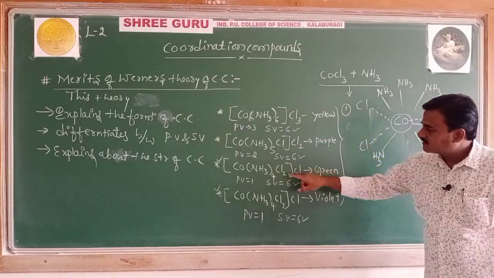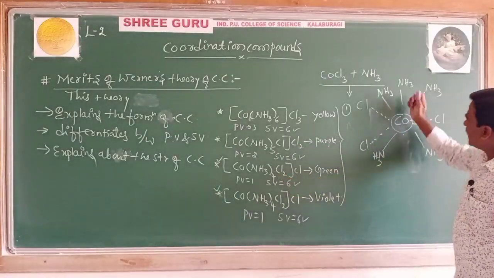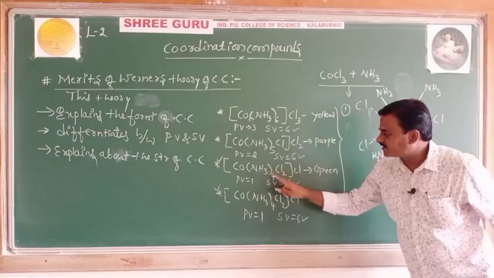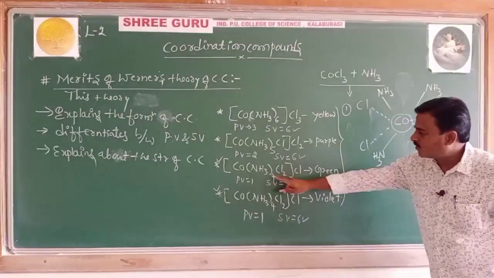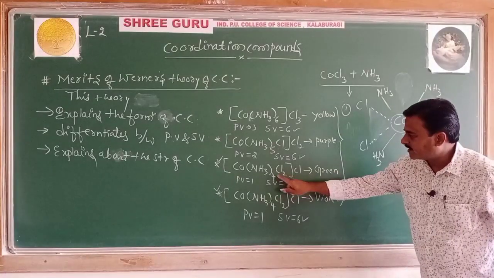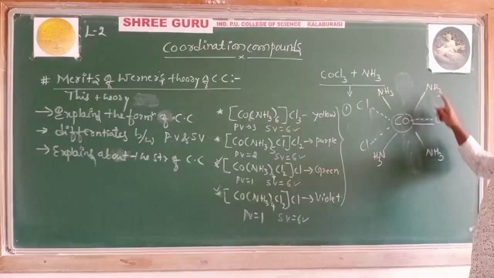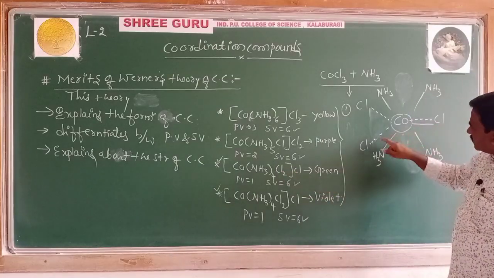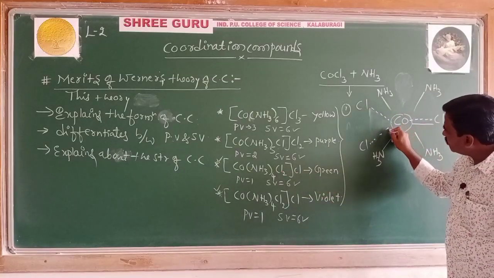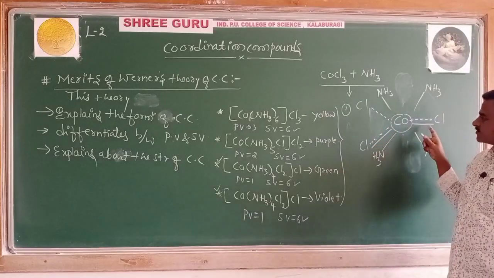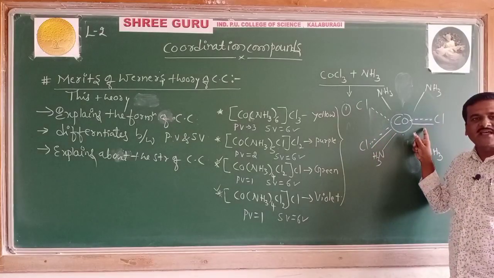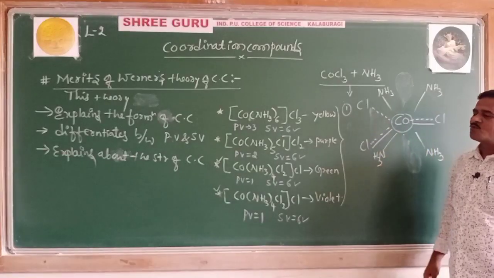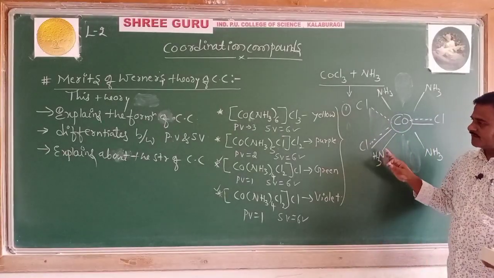If I write the structure for complex 3, I can remove one more ammonia. So here Co(NH3)4Cl2: 4 out of 6 secondary valency satisfied by 4 neutral NH3 molecules, and 2 by chloride. So here out of the 3, the 2 chloride ions were satisfying both primary valency and secondary valency. This is how the merits of Werner's theory we covered.